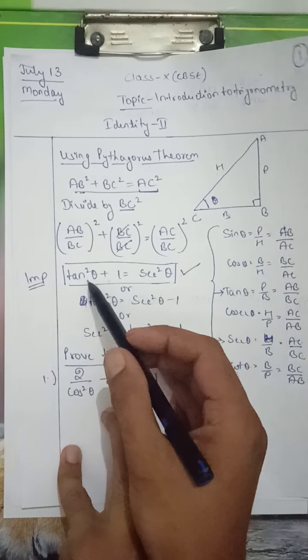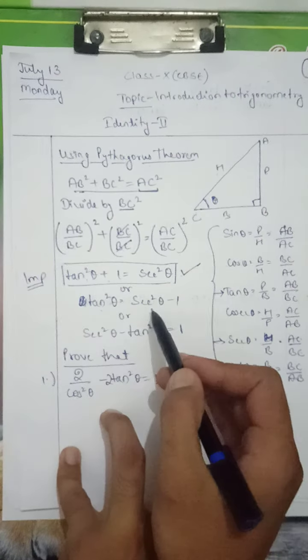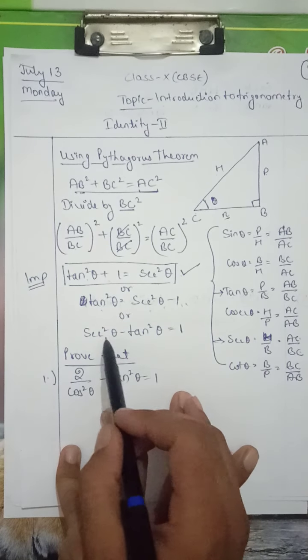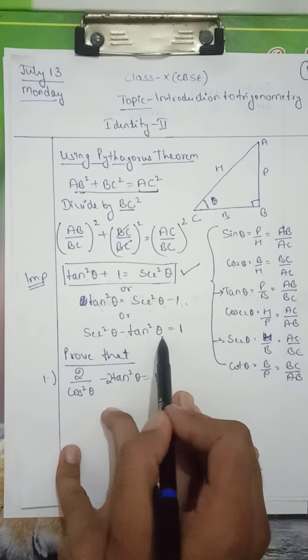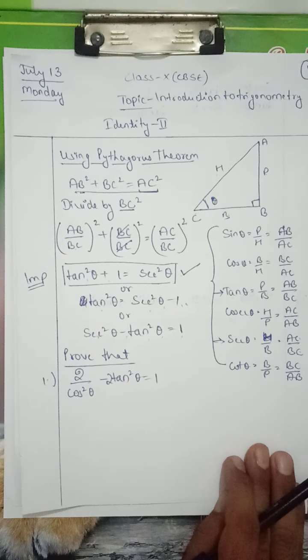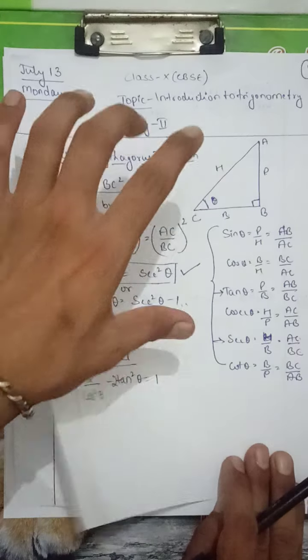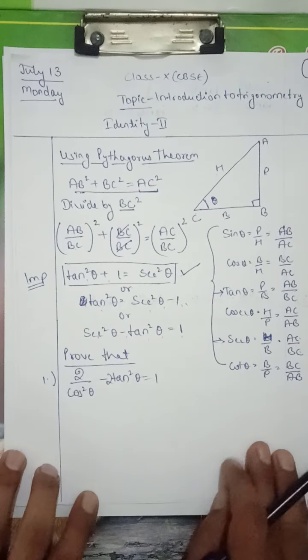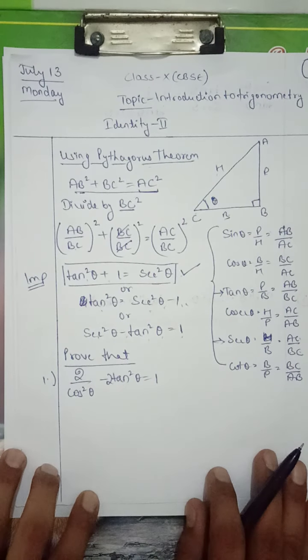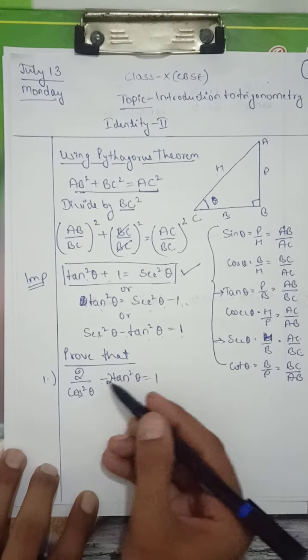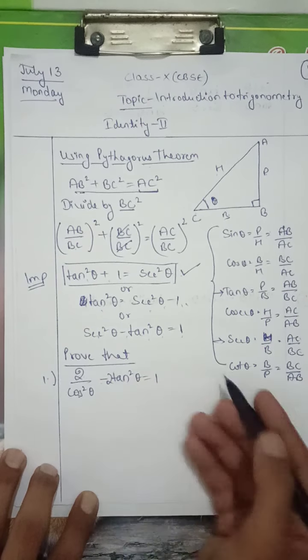From here you can get tan square theta. Tan square theta is equal to secant square theta minus 1. And the last, secant square theta minus tan square theta is equal to 1. Again I am telling you, keep these identities in front of you while solving the question. Now coming to the question, 2 upon cos square theta minus tan square theta is equal to 1.